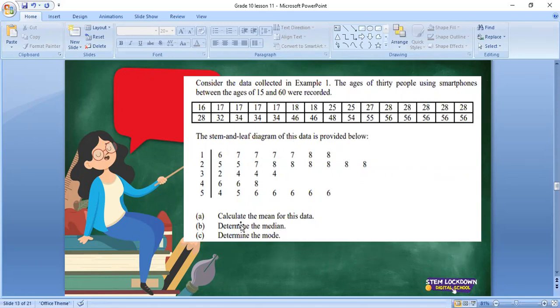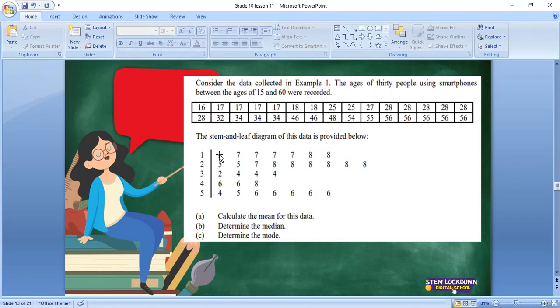Okay, and then to determine the median, we say the median is the middlemost one. Because there are 30 of them, the median will not be part of the data set. So what you need to do is find the average of the 2 middlemost ones. How many data do we have here? 30. So the median will be the average of the values in position number 15 and position number 16.